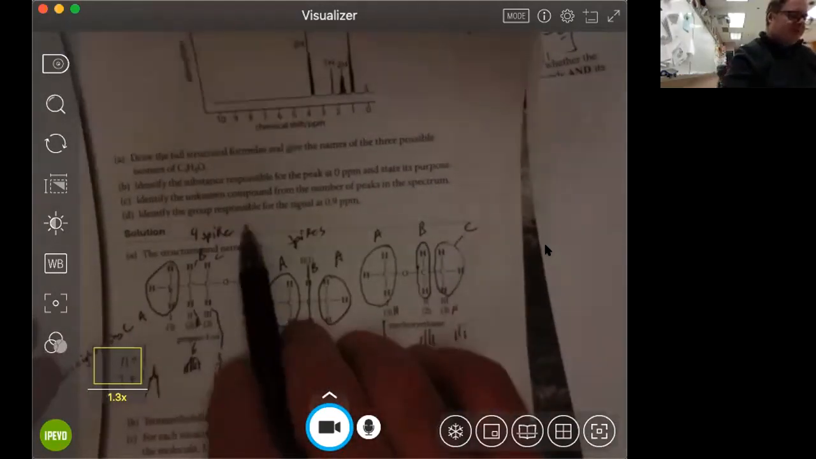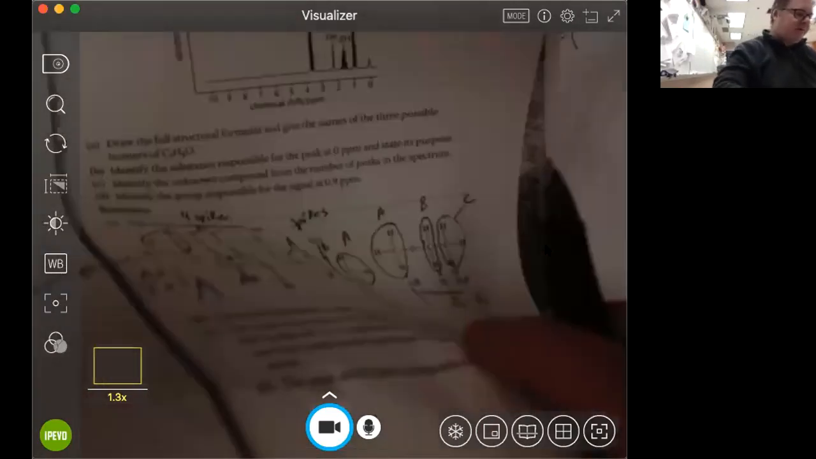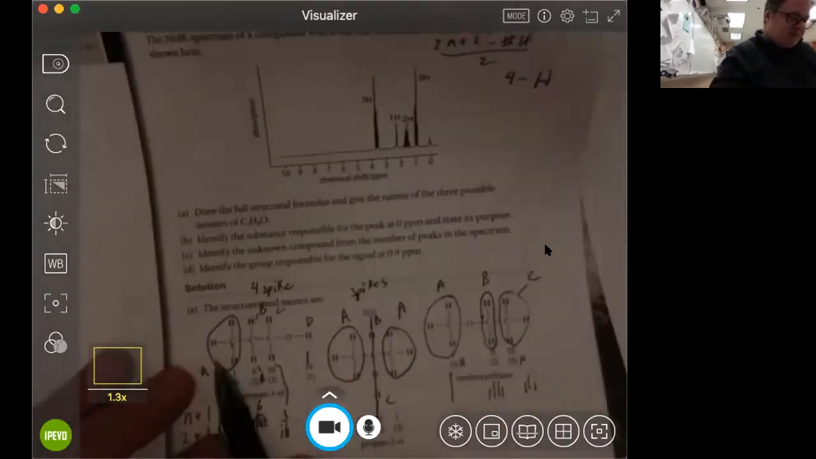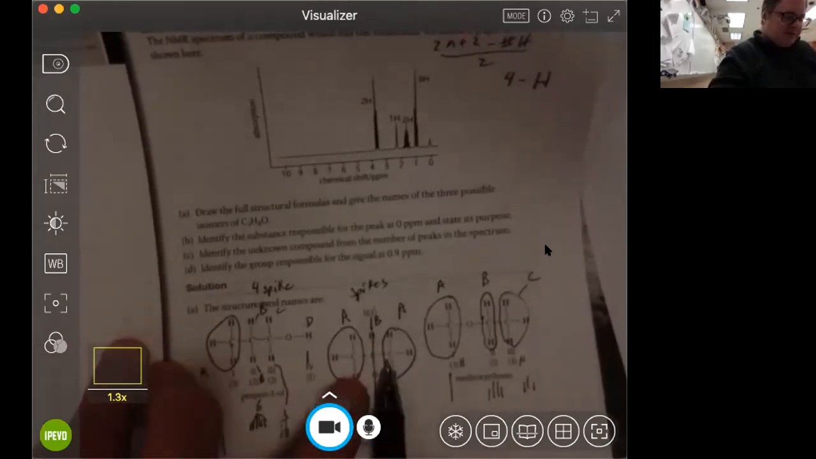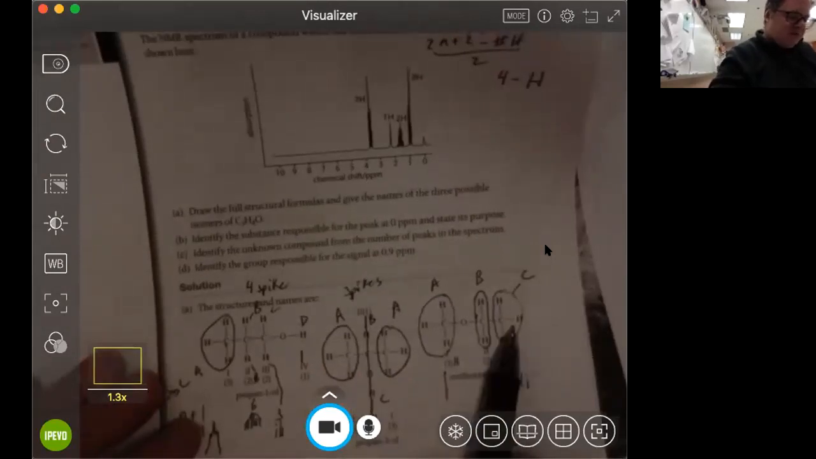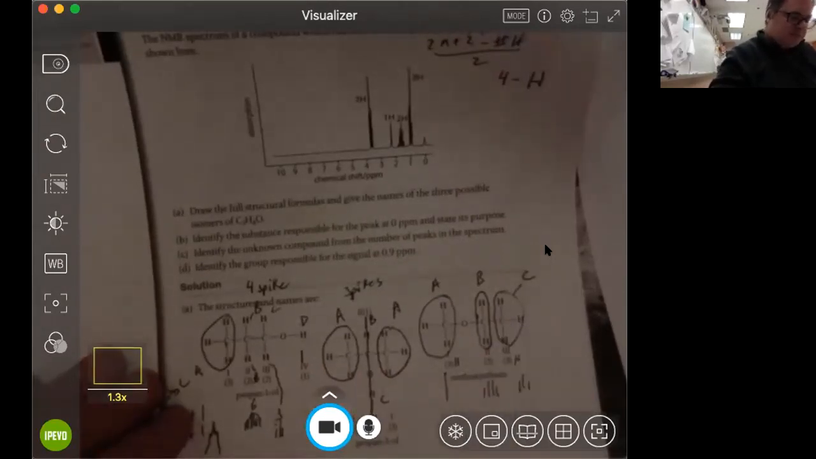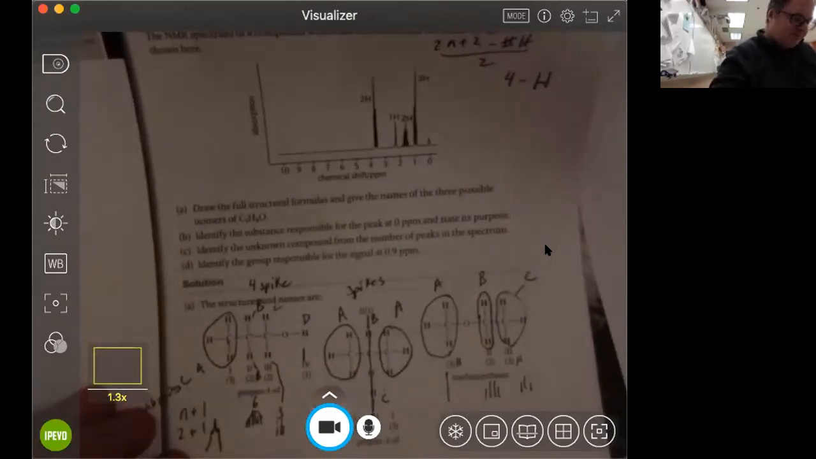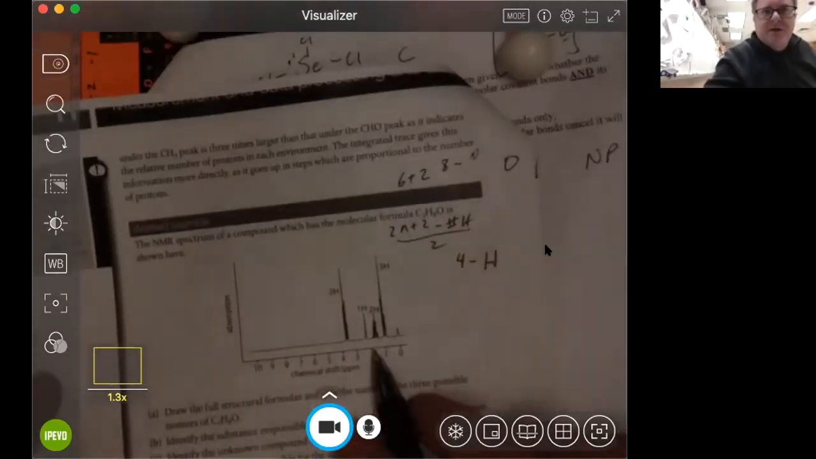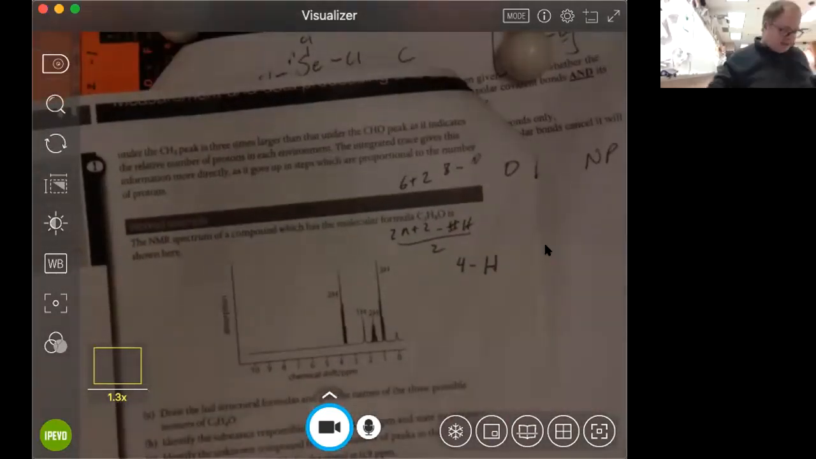And then identify the group responsible for the signal at 0.9. Well, that's the primary alpha carbon. The H is on the primary alpha carbon. We had 2 of those, actually 3 of those, but we felt that these would be shifted a little more. This one may be shifted slightly, but maybe not that much. But these guys probably would be shifted. When I say shifted, instead of showing up at the 0.9, they may be like 1.2 or something like that.